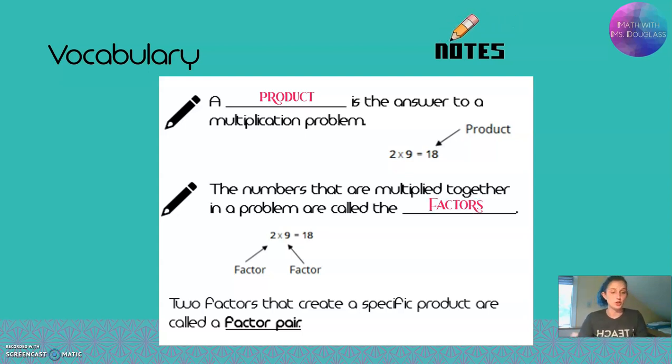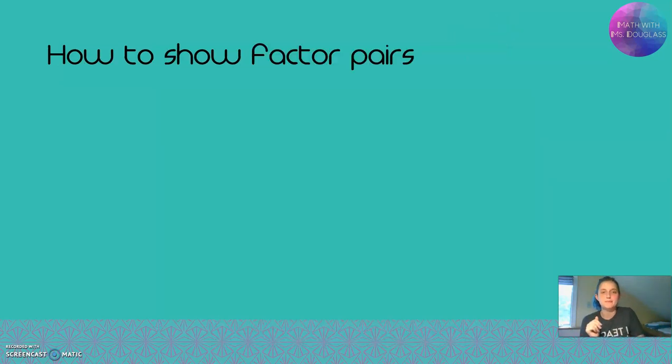So you can have loads of factors if you do 2 times 9 times 7 times 4 times 13, and you have your answer, your product. All of those numbers can be factors, but for the most part, we usually just have 2 factors in a multiplication problem, especially when we're talking about factors and factor pairs. Because when I ask you to get into pairs, it's 2 people. So we're going to be focusing on 2 factors equal a product, factor pairs of a number today.